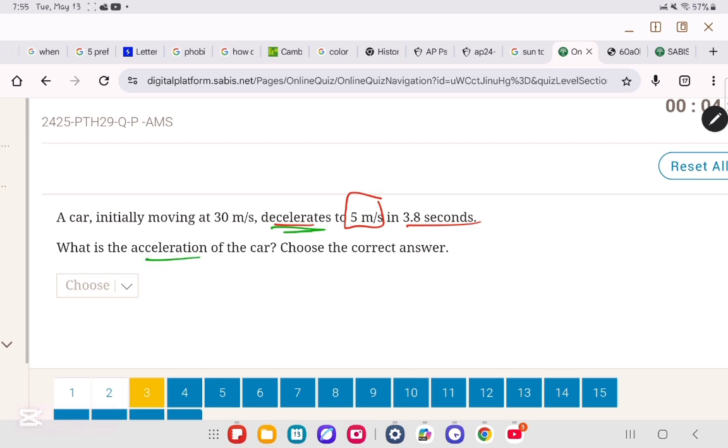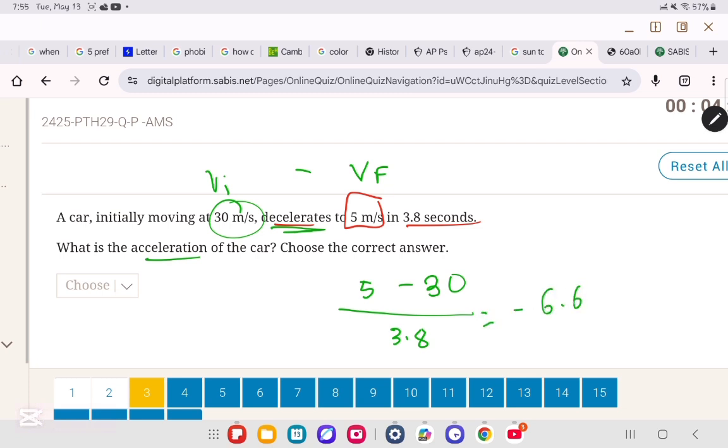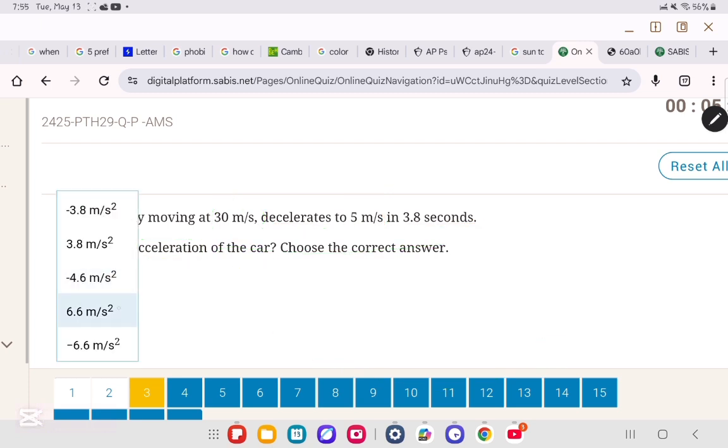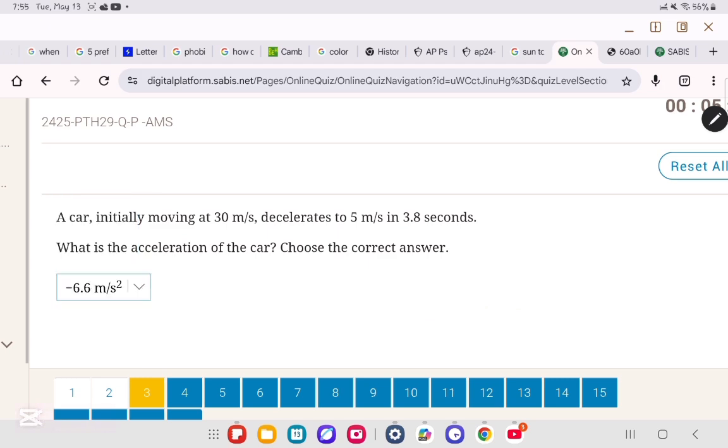They want the acceleration of the car. If they want the acceleration of the car, you're going to do velocity final minus velocity initial. So velocity final is 5 minus the velocity initial, which is 30, over the time, which is 3.8 seconds. You're going to put it on your calculator. You'll get approximately minus 6.6 meters per second squared. But here's the catch. They said acceleration. If they say acceleration, we will take it negative. If, however, they said deceleration, then you will take it positive. But since it's acceleration, you're going to take it as minus 6.6.